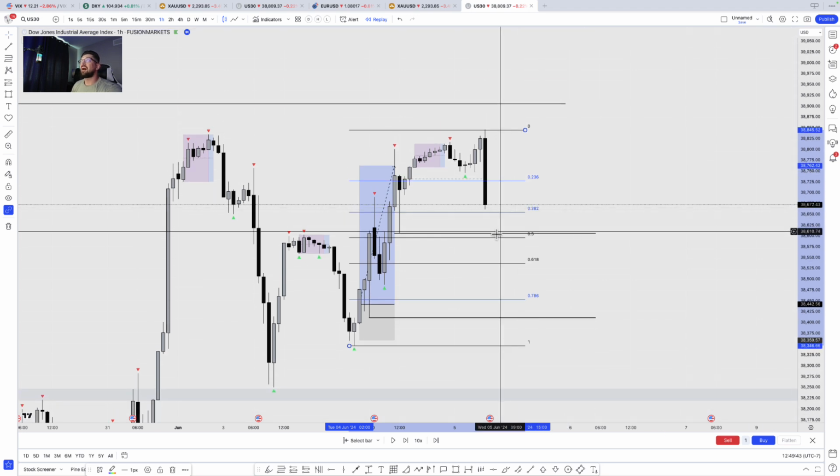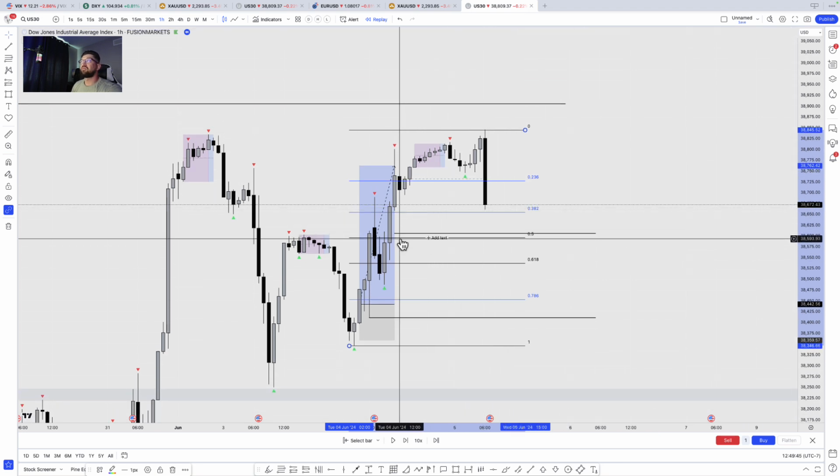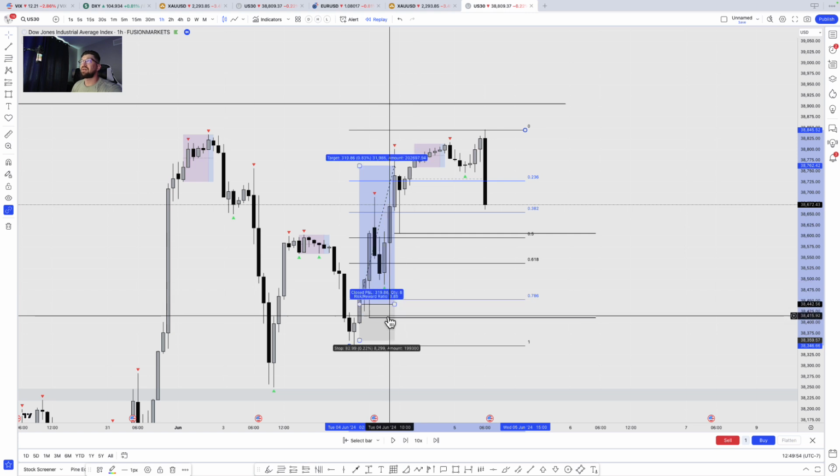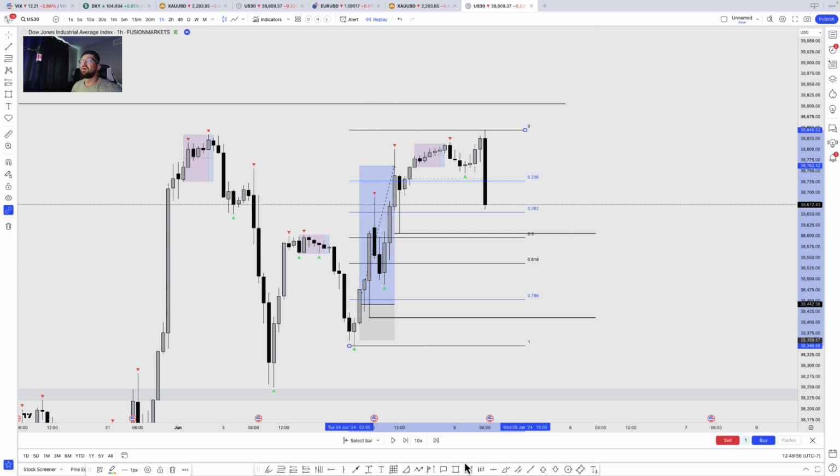So I know that around the 50, I have a level of liquidity. This level of liquidity is here. If I come to the 618, I would be utilizing this low as liquidity. And if I come to 786, I would be utilizing this level. So these are all kind of levels I'm looking at.